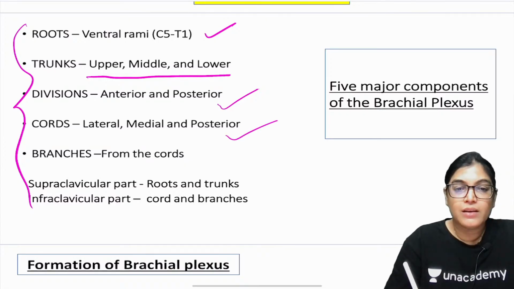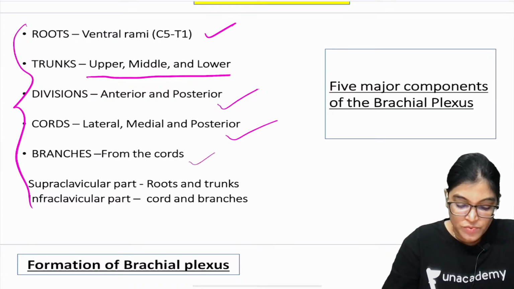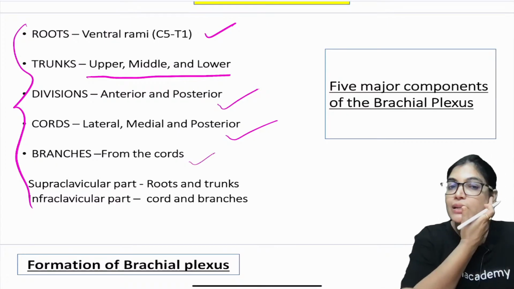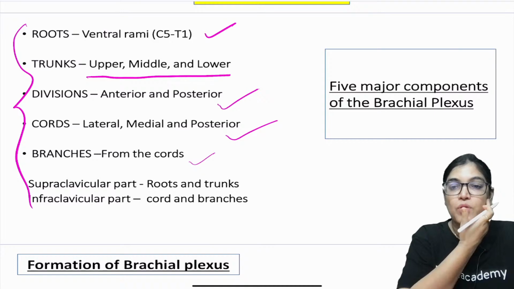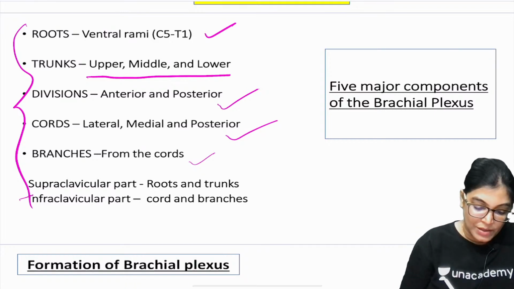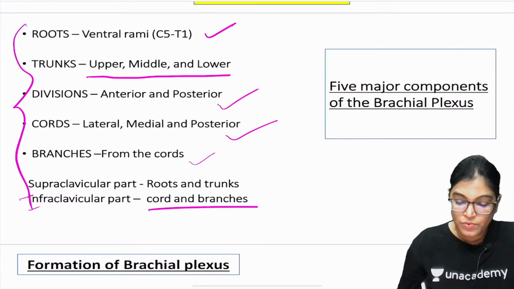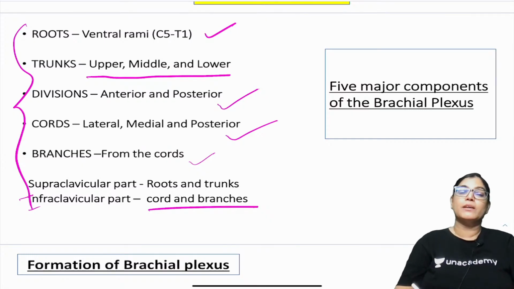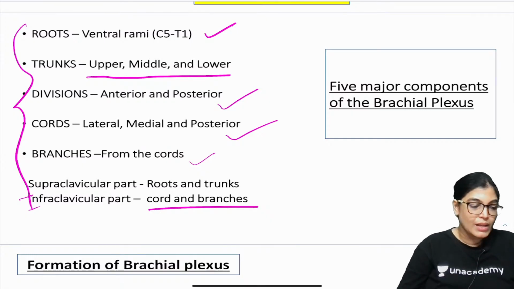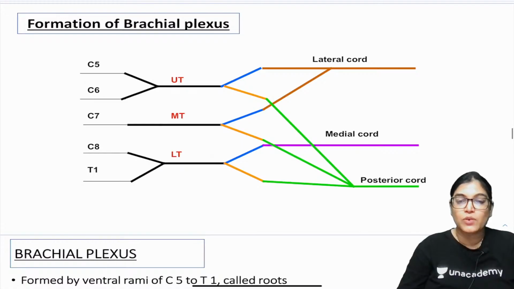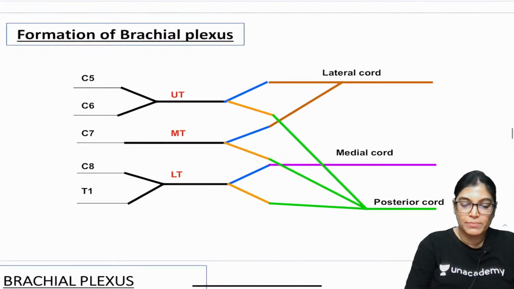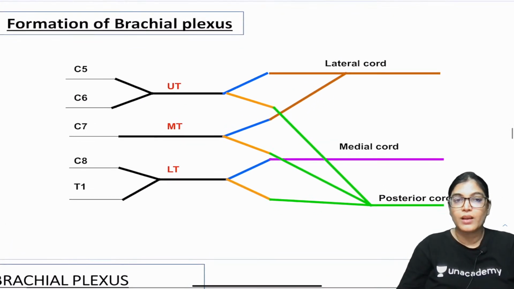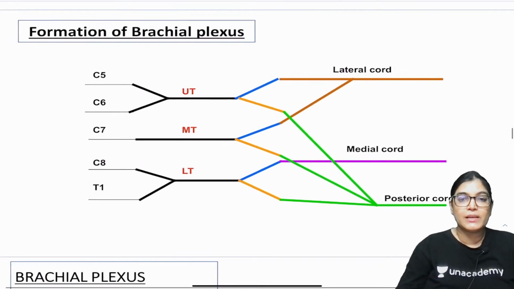Cords are medial, lateral and posterior, with branches from the cords. So all these are important. What is important for you to know? Which are the supraclavicular parts and which are infraclavicular. The infraclavicular part of the brachial plexus includes the cords and the branches. So just see quickly the formation of the brachial plexus.